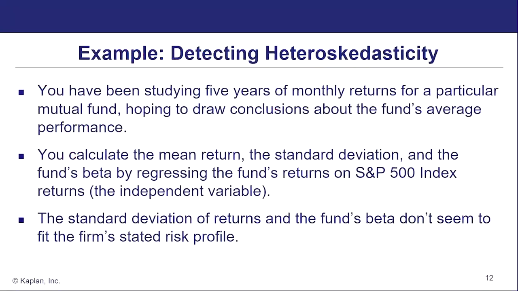So let's do a quick example. You've been studying 5 years of monthly returns. So 5 years of monthly returns means n is equal to 60. And you have the fund's return as your y variable. You regress the fund's return on the S&P 500 index. That's your x variable. So there's only one x variable, so k is equal to 1. And your regression output does not seem to be correct. The standard deviation, return, and beta don't seem to support the risk profile.